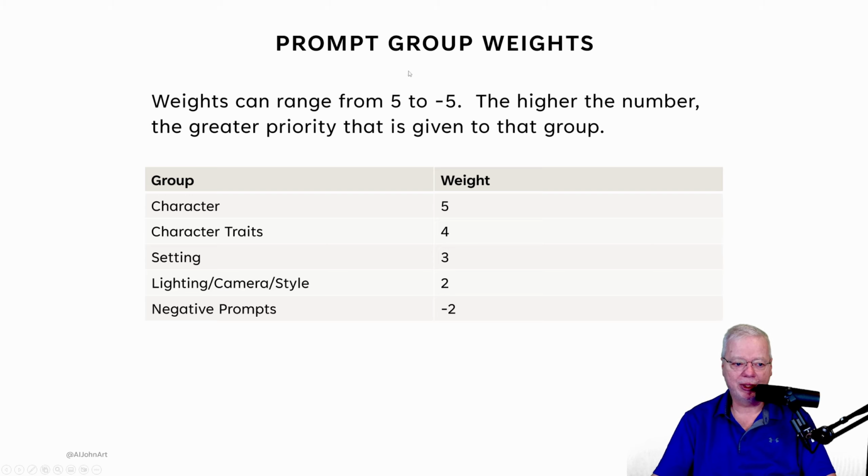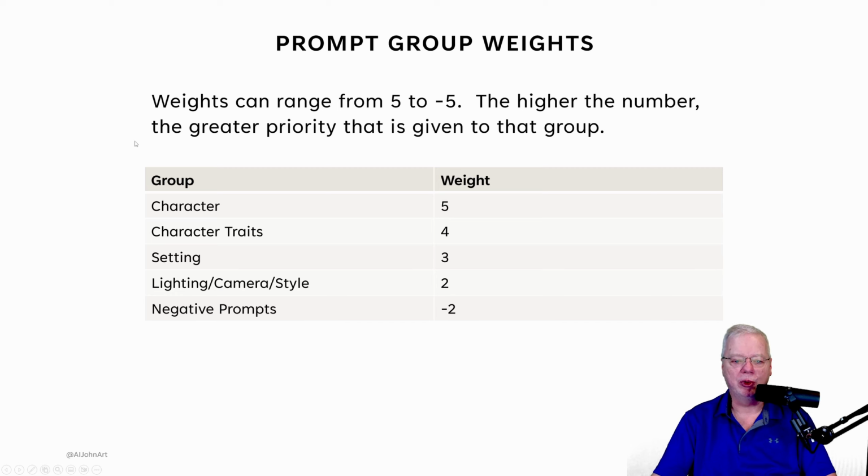So what I typically do is I put my character as a 5, character traits as a 4, the setting as a 3, lighting, camera, and style as a 2, and anything that I have as a negative prompt, I would put as a -2. Now, this is just a guideline. These can change depending on your needs for that particular image.